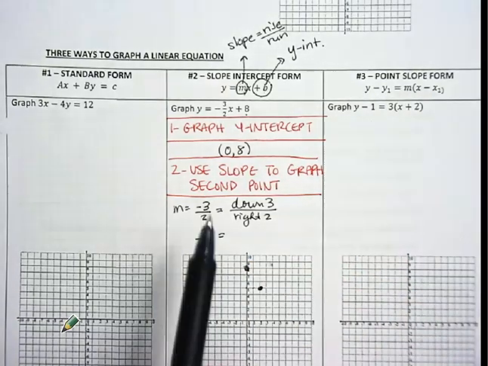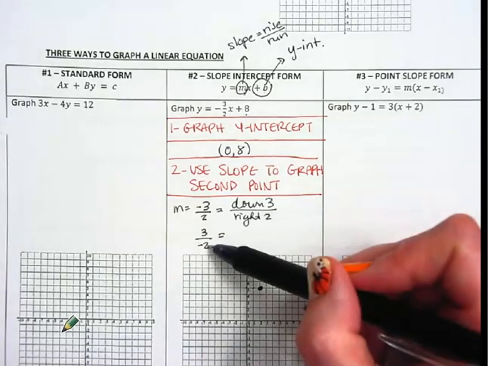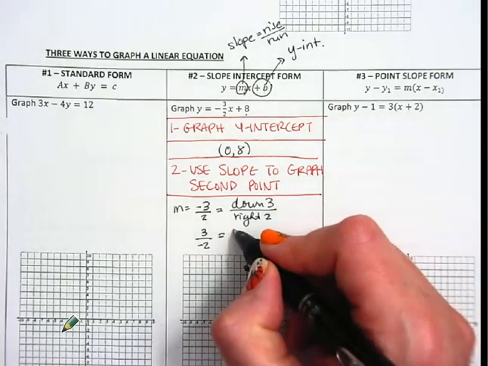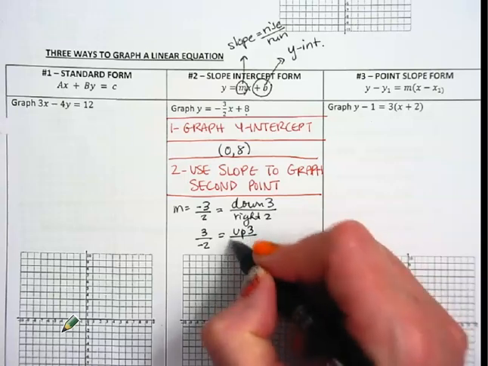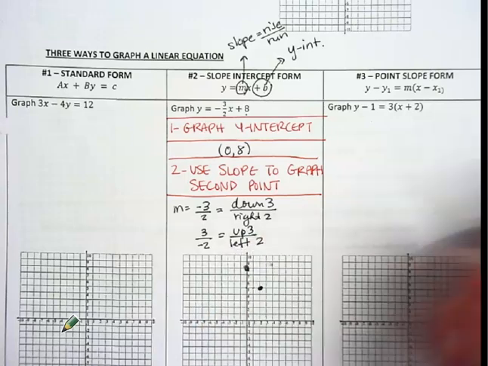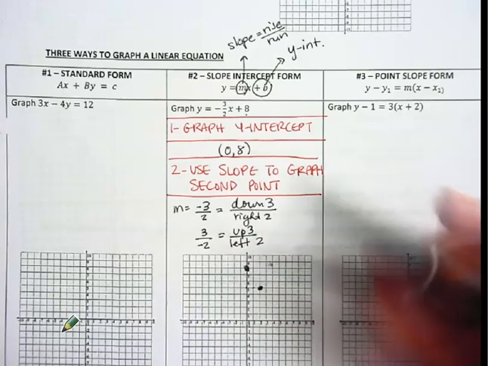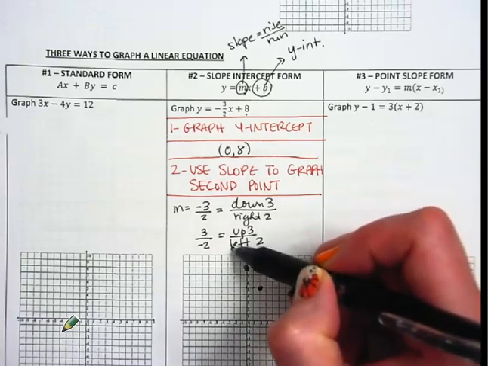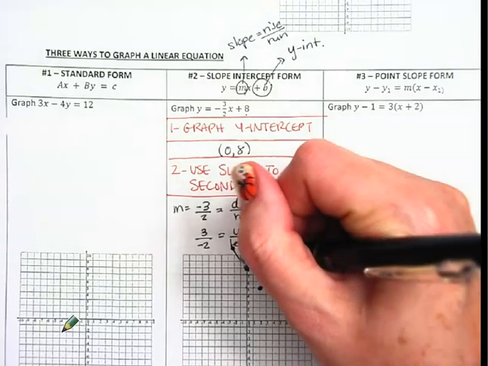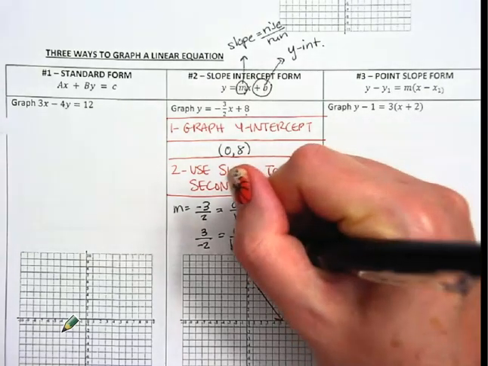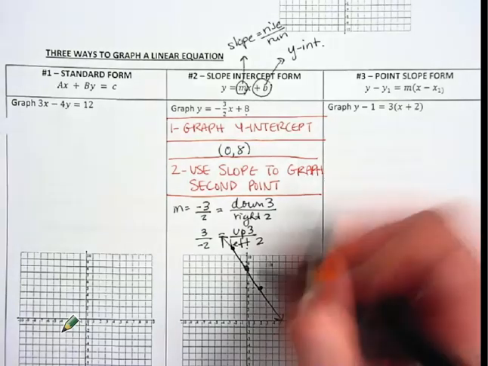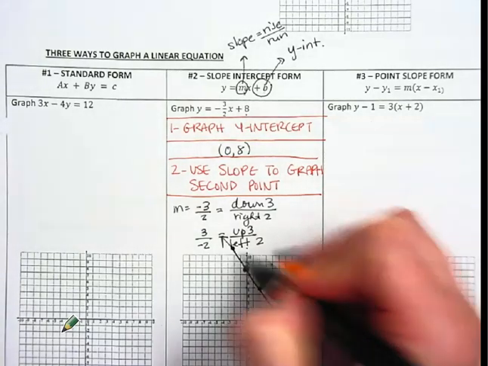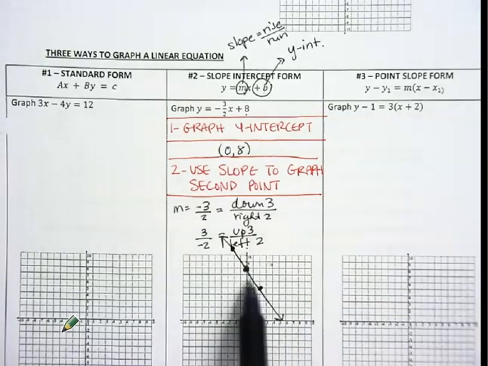But let's talk about the other direction. If I had the negative for the 2 on the bottom, this would mean I would need to go up 3 and left 2. So if I go back to my y-intercept and do that, go up 3, left 2 would be about here. And you'll notice all that makes the same line because the slope gives us the angle and the direction of the line. So it doesn't matter if I'm going this way or the other way, it'll be the same.